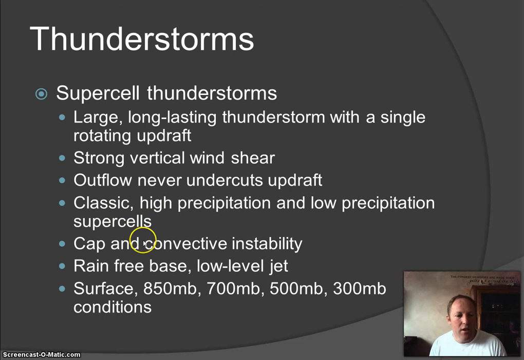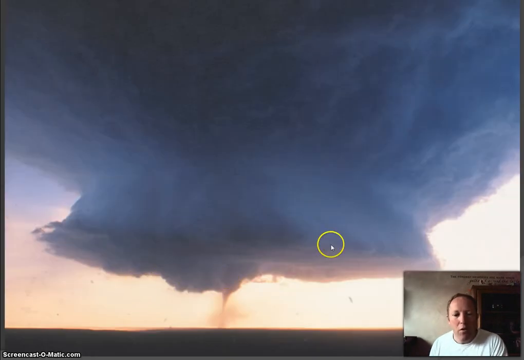There's different ones. And then we have what we call a cap to the convective instability, and that cap is what provides the rapid rising air that is common with supercell thunderstorms. Rain-free base and a low-level jet. Surface wind speeds change with height, and we have conditions throughout these different heights that produce wind shear. Here's what we look at when we see a low precipitation supercell.